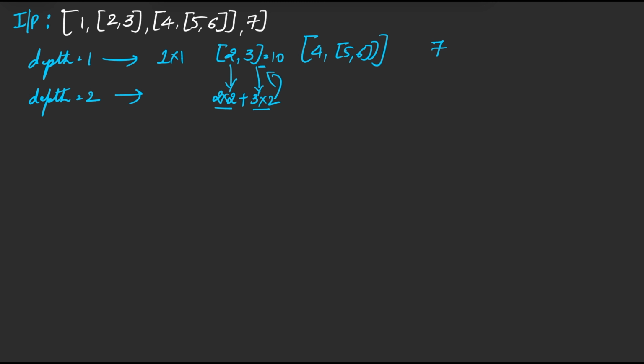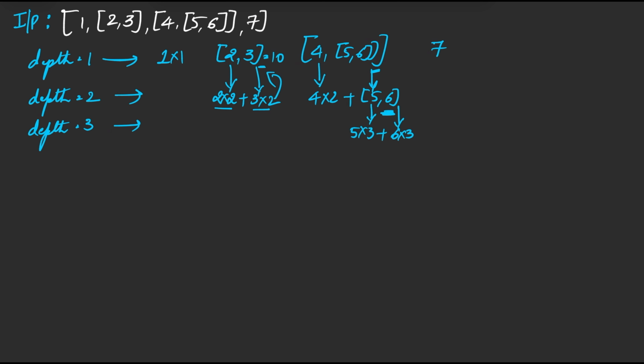The next element at depth 1 is a list, so it will make a DFS call with depth 2. The first element is an integer 4, so its weight will be 4 into depth 2 plus the next element is the list 5, 6. As 5, 6 is a list at depth 2, it will make another DFS call with depth equal to current depth plus 1, that is depth 3. The first element is 5 multiplied by its depth 3 and the next element is 6 multiplied by its depth 3.